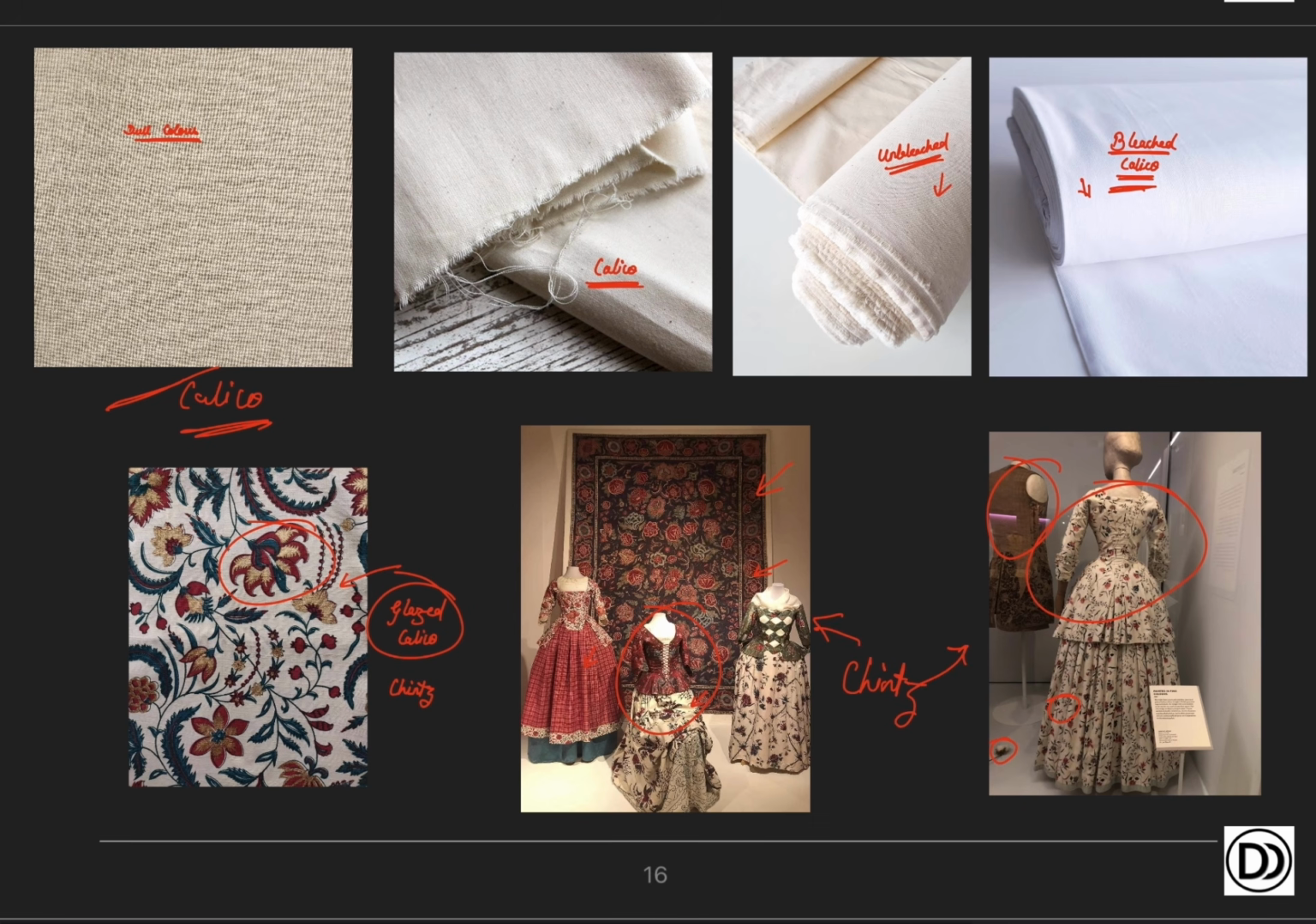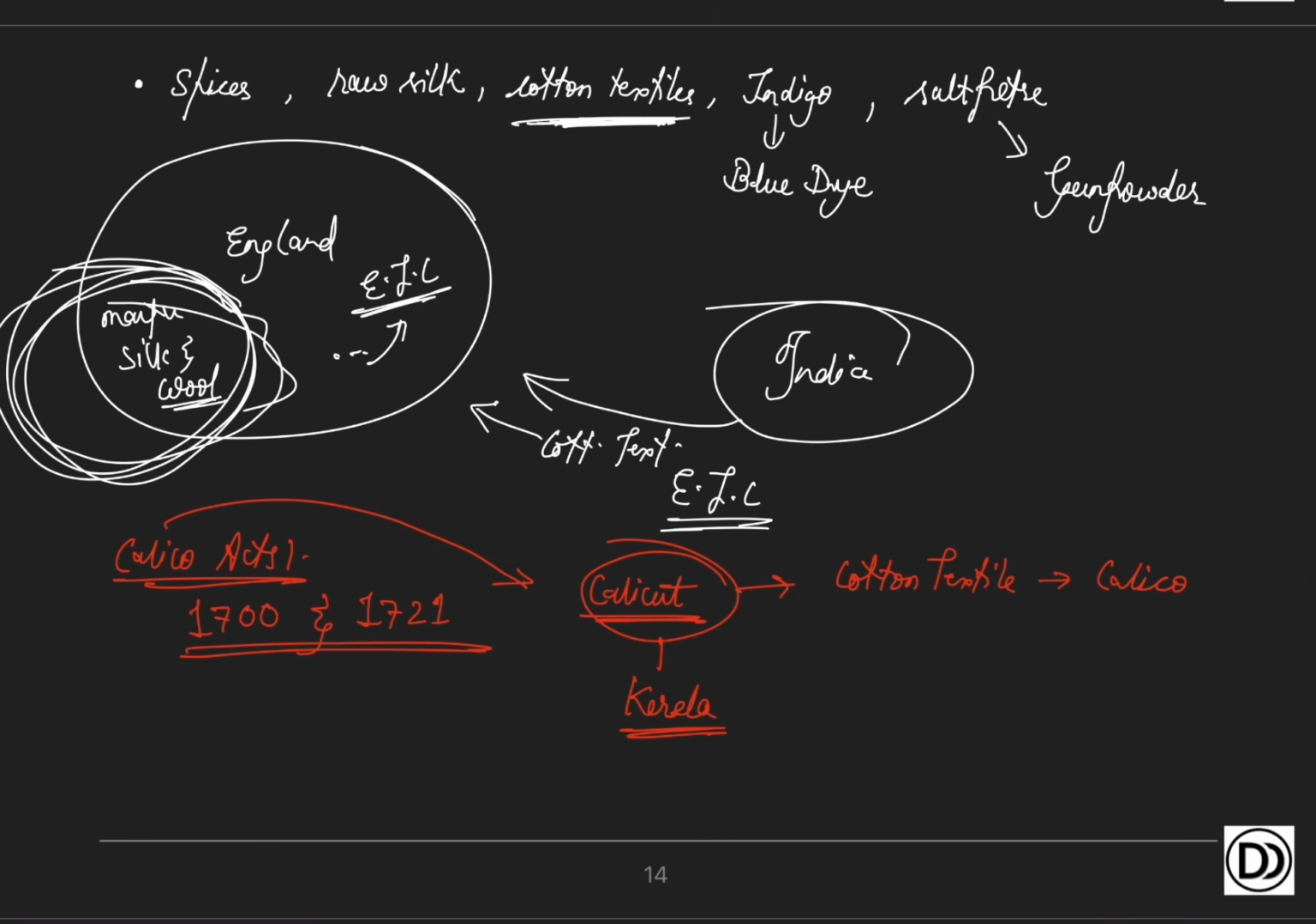And in response to this demand for Calico, or chintz, two acts were brought, these were the Calico Acts. Why was the name Calico? Because these acts were brought as a reaction to the prevailing situation, to counter the overwhelming demand for Indian calico, or chintz, because of which local textile manufacturers were suffering.